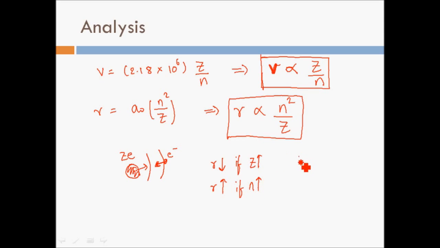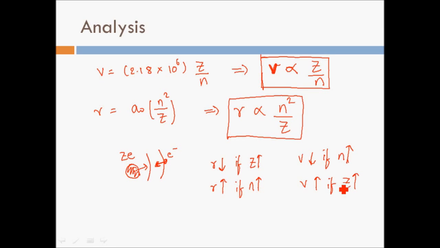Also remember that velocity decreases if the orbit number increases, and velocity increases if the atomic number increases. So this is all you have to remember over here. You don't have to remember the derivation for your school exams, but you do have to remember the value of a naught, and these proportionality expressions for velocity and radius. And it's better to have a clear understanding of this mathematical formulation.